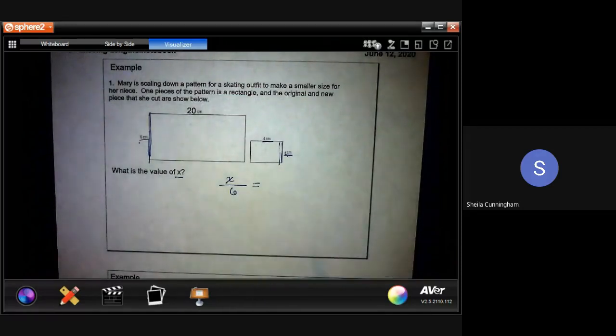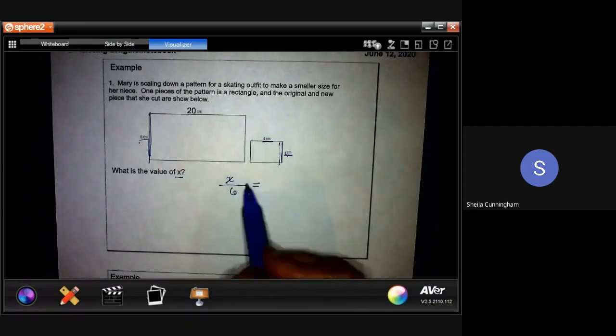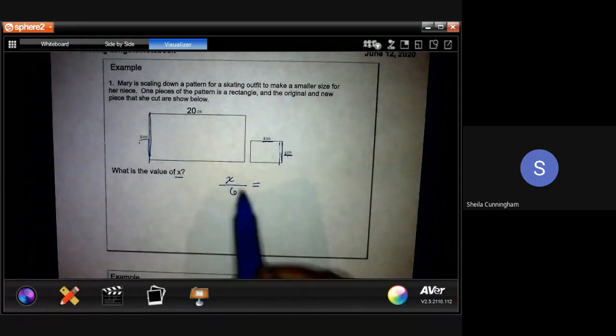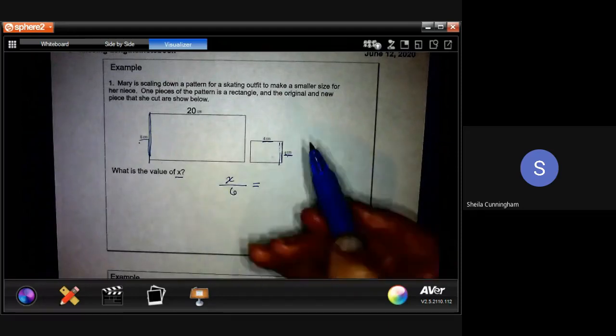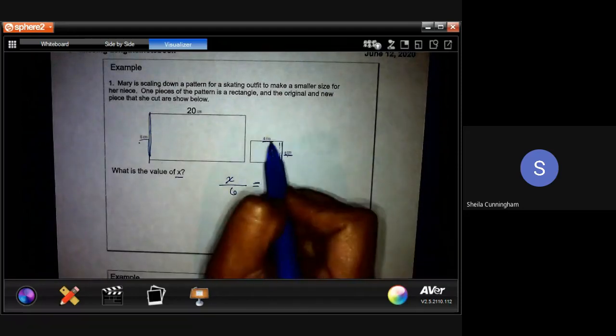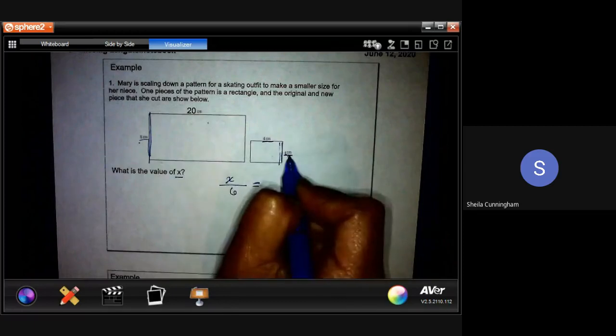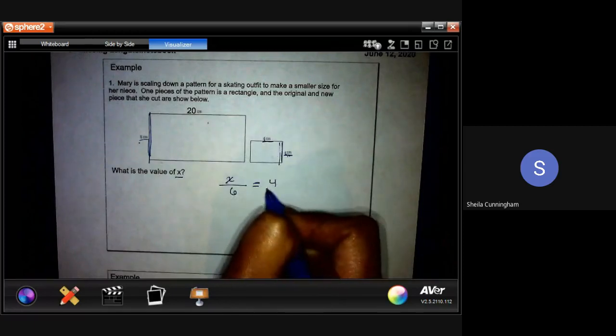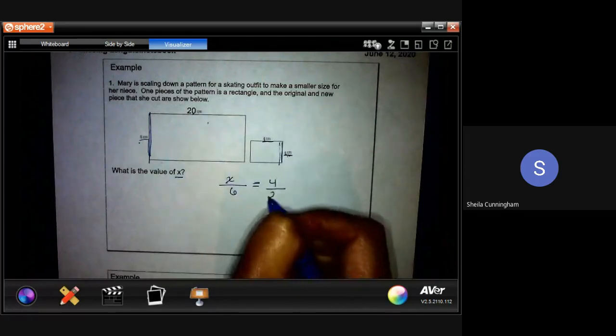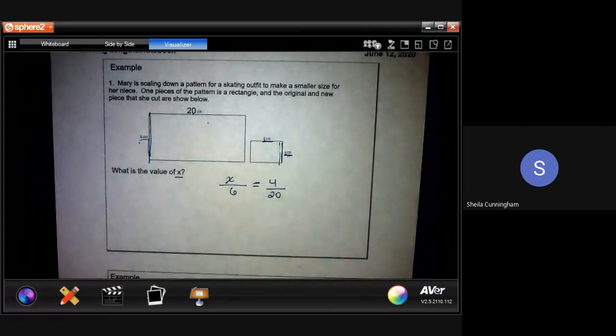And I can set that equal to, because I'm setting these proportions equal to each other. I know these two shapes are similar, so that means their side relationships, their side ratios, are going to be similar and equal. So in this case, since I started with the X here, I'm going to start with the 4 for my other side relationship, and that's over 20.